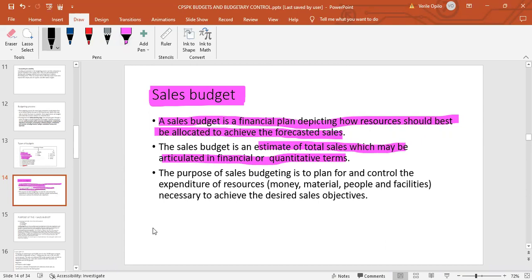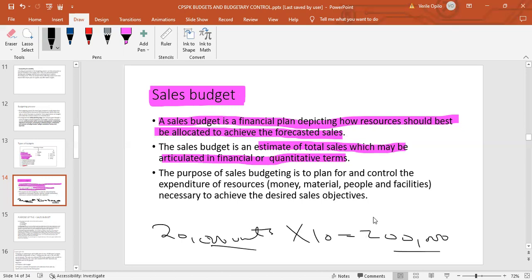When we say quantitative terms, this is in terms of units, that in this case, we want to produce 20,000 units. In that case, we say that one is in quantitative terms. If we want to sell these units at 10 shillings each, then we can convert this into monetary terms. Therefore, our anticipated or forecasted sales will be equal to 200,000 Kenya shillings. So that is what we call a sales budget.